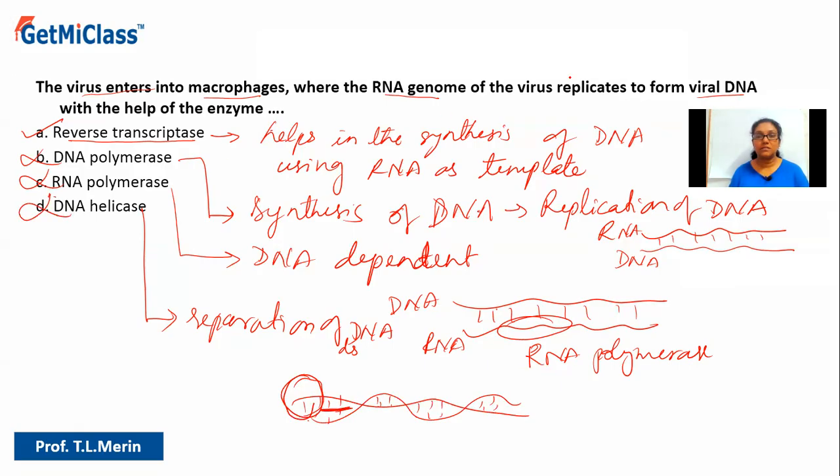So what is the answer? The answer is option A. Let us conclude. So option A, that is reverse transcriptase, is the enzyme which will code for DNA using RNA as a template, and that happens in the macrophages which have been infected by RNA viruses.